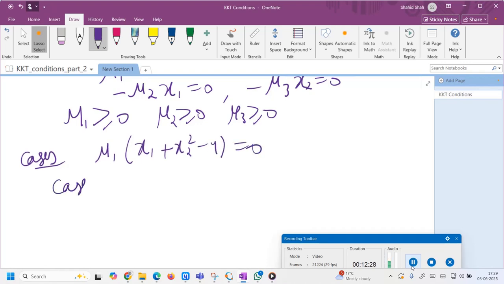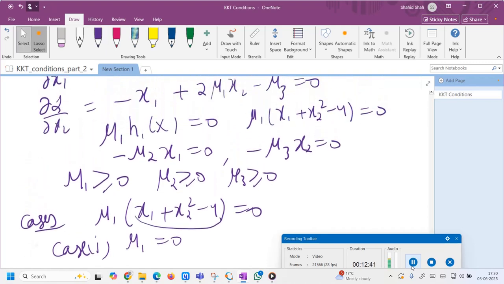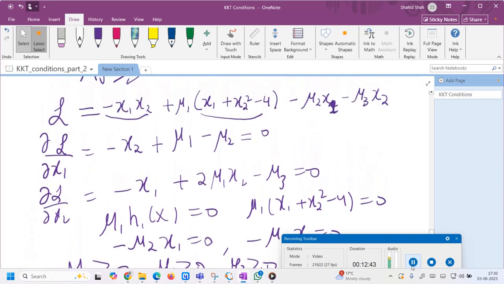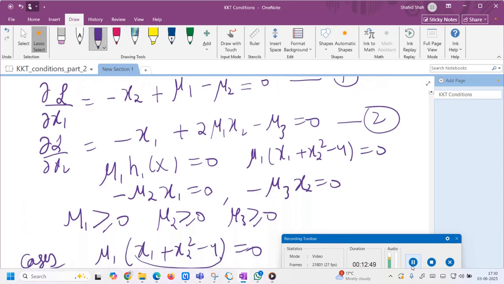So case 1, that mu1 equal to 0. Fine. Let's see what will be the solution if mu1 is 0. That is, this part is not 0 but mu1 is 0. Now if mu1 is 0, you see you have these equations, equation 1, equation 2, then equation 3, equation 4, and equation 5.